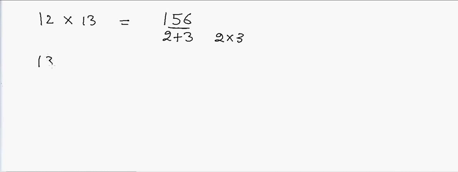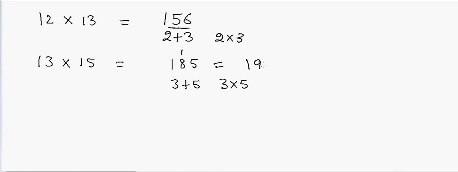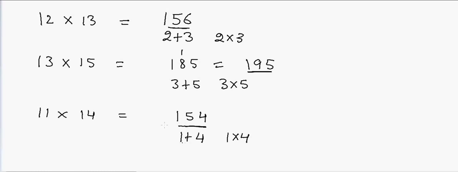Again, if I have 13 and want to multiply by 15, then in that case it will be equal to 3 plus 5, that is 8. So we'll write an 8 here, and 3 into 5, which is 15. So I have 5, 1 and 1, so that will give me 195. Again, if I have 11 and I want to multiply by 14, then that will be equal to 1 plus 4, it's 5, and 1 into 4, that's equal to 4. Answer is 154.